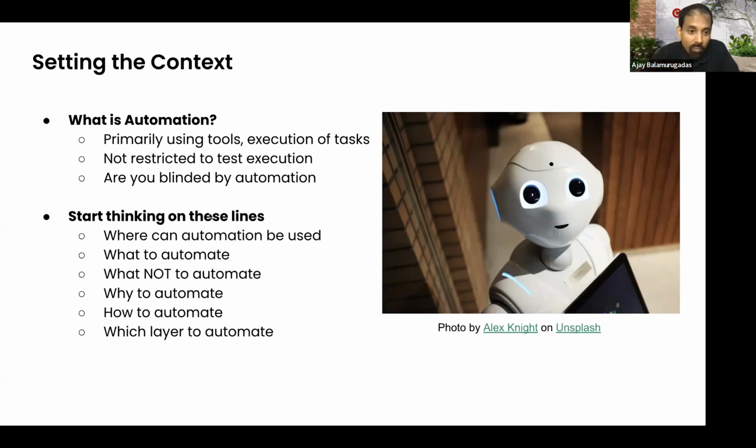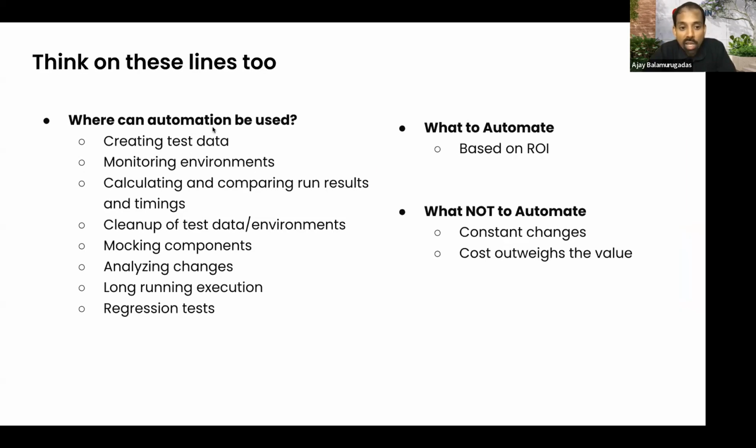Okay, so let's go back. Are you blinded by automation? That is a question you need not answer to me. Start thinking on these lines. Where can automation be used? Not where can test automation be used. Where can automation be used? I'm slowly bringing you all to a new world. You need to come with me for the journey to experience it. Where can automation be used? What to automate? What not to automate? Why to automate? How to automate? Which layer to automate? Nowhere have I said test automation. Where can automation be used?